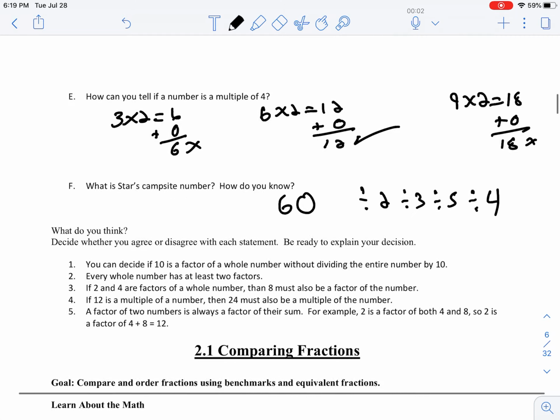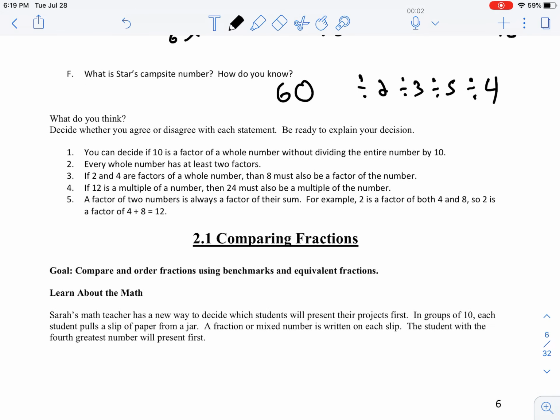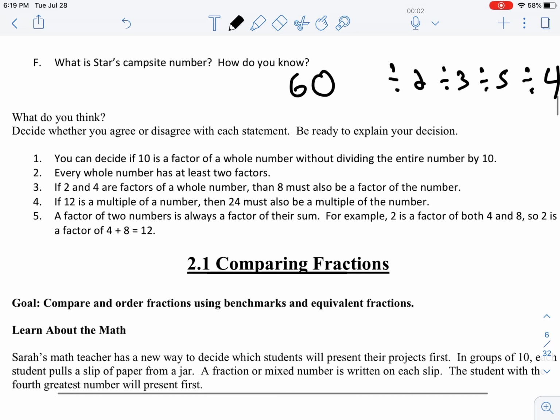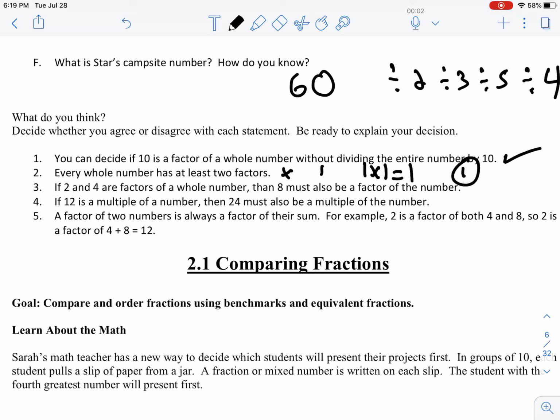Okay. So, what do you think? Decide whether you agree or disagree with each statement. You can decide if 10 is a factor of a whole number without dividing the entire number by 10. That's absolutely true. All you have to do is look at the end, and if it ends in 0, you don't have to divide the whole thing. Every whole number has at least 2 factors. Okay, well, this is not true because 1 is a whole number, and 1 times 1 is 1, so the only factor is 1.